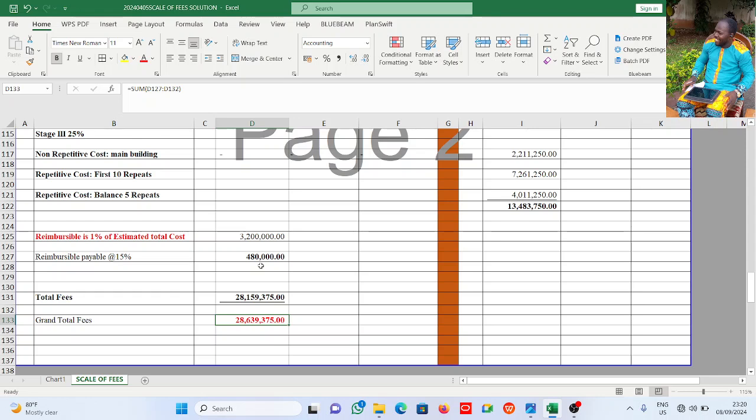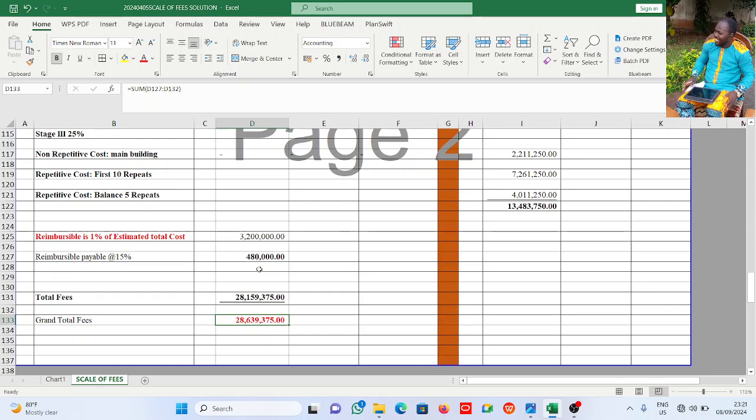Now, what if the 480,000 doesn't cover the reimbursables? Approval has to be gotten from the client. It has to get to the client, and the client has to approve before any further payment can be made. Now, a scale of fee basically helps to ensure transparency in billing and in dealing with all the consultants in the construction industry. It shows a fair compensation for professionals, so that professional A is not angry, professional B is not angry.